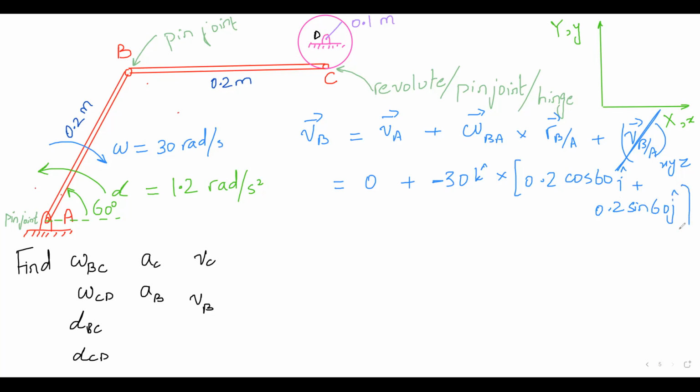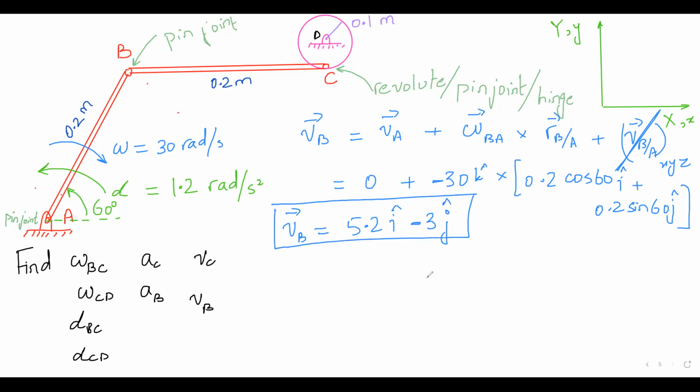How many agree? How many disagree? So VB equal to, anyone? Minus 3, 5.2 I minus 3 J. Very nice. Very good. You are right. I'm happy. Thank you.